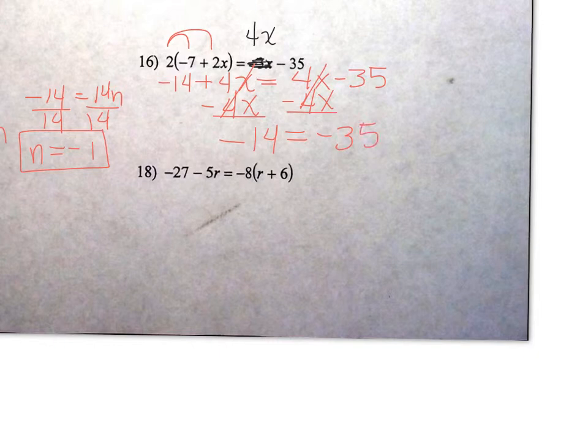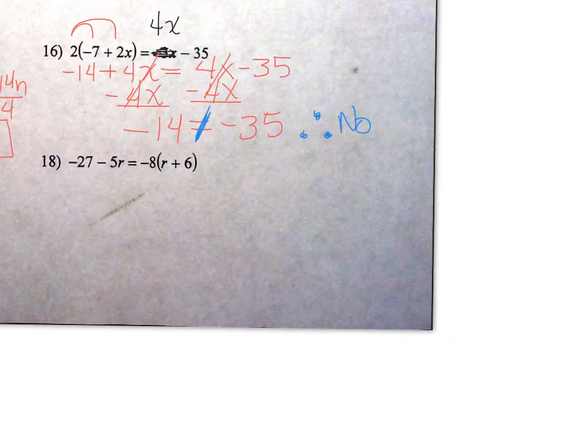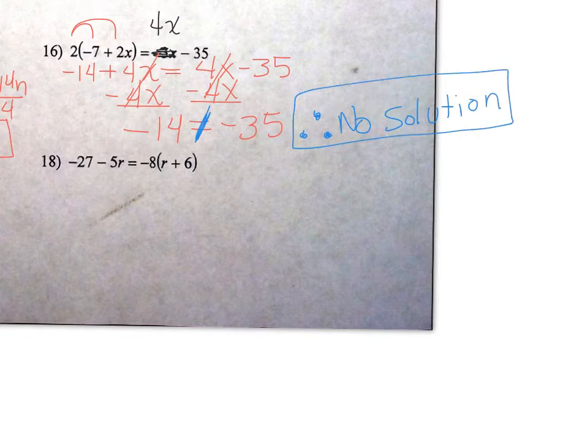Is that a true statement? No, that's not a true statement. Therefore, 3 dots. What's the conclusion? No solution. The 3 dots is a math symbol saying therefore, conclusion, no solution. The 3 dots is therefore.